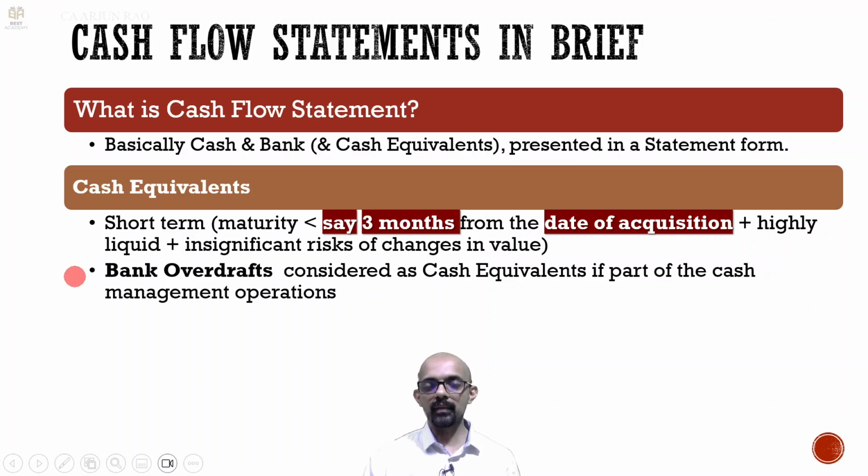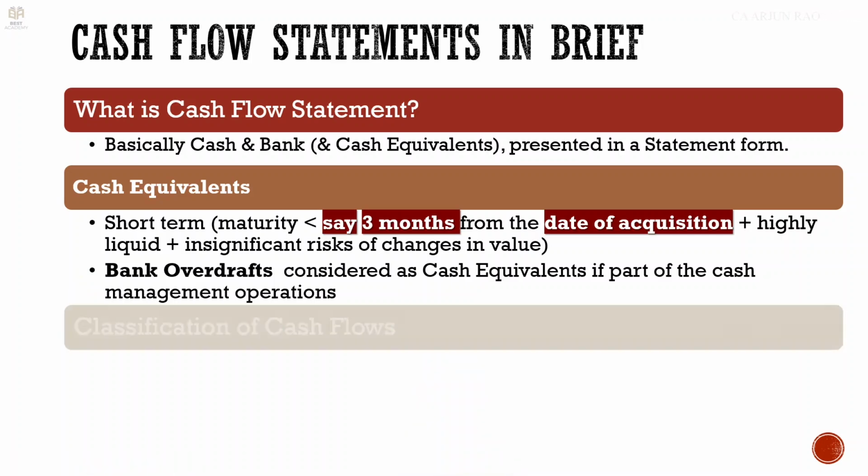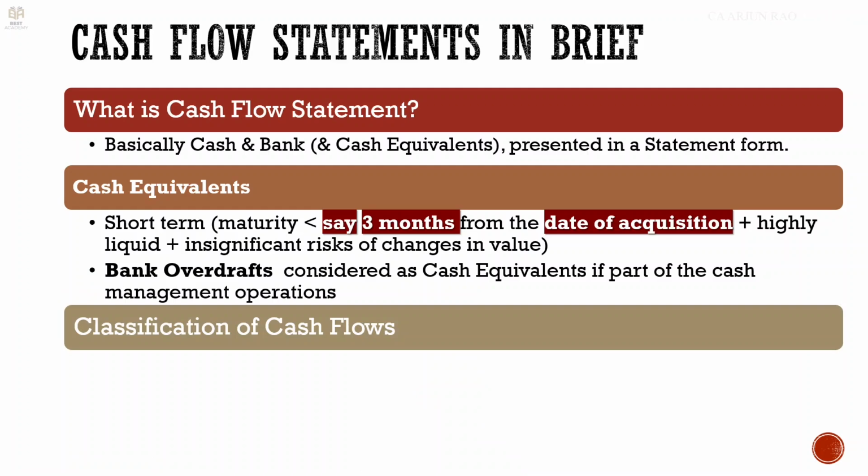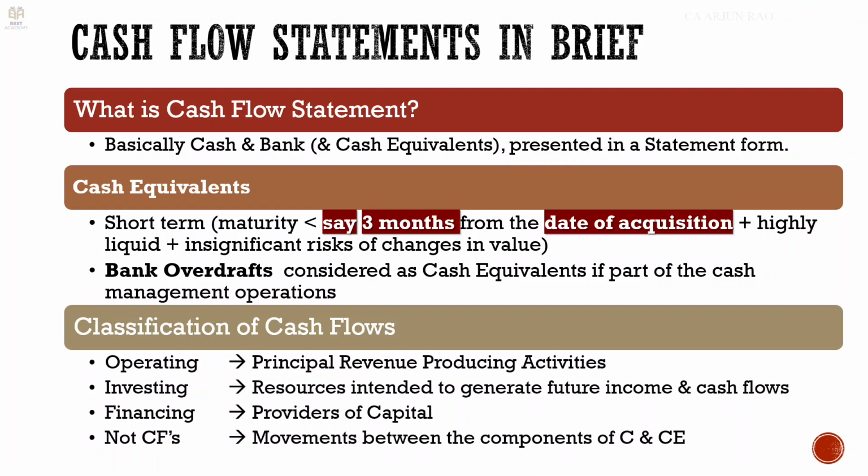Bank overdrafts may be considered as cash equivalents if they are part of the cash management operations of the entity. Cash flows are classified into operating, investing and financing. Movements between the components of cash and cash equivalents are not cash flows.